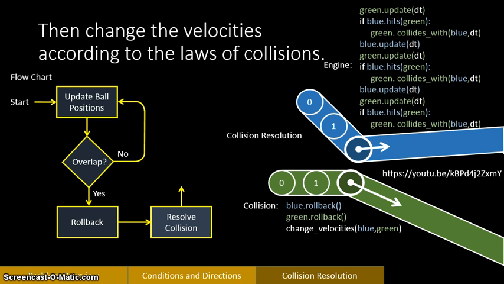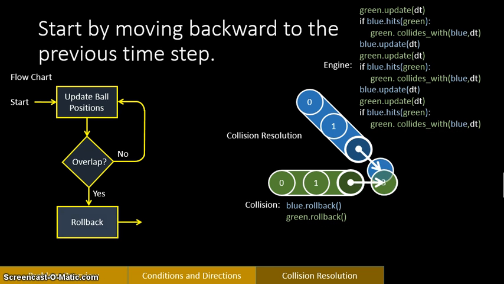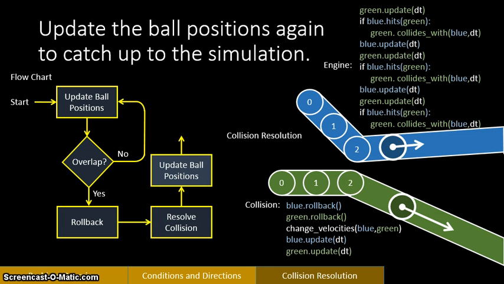So now we've changed the velocities, but we're still one time step back, right? We're still in the past. We're sitting on point 2, even though we've already gone to 3, right? So before we go back to the normal workings, we're going to have to go forward in time one more time. I went backwards.